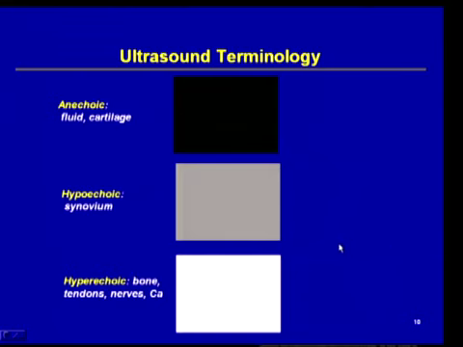Ultrasound terminology is key. There are essentially three different colors that we look at: black, gray, and white. Black structures in the body which reflect fluid, for example, blood or effusions, or cartilage, are termed anechoic. The grayer structures in the body, things like the synovium, are referred to as hypoechoic, meaning low echo signal. The white structures of the body, the ones that have high reflective signal, are hyperechoic, and these represent the bone, the tendons, the nerves, and calcifications.